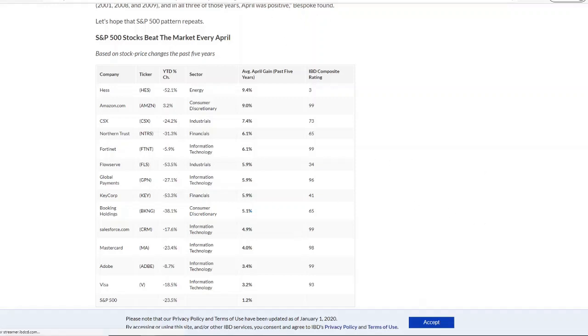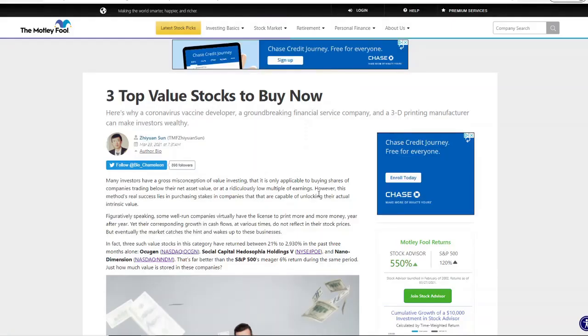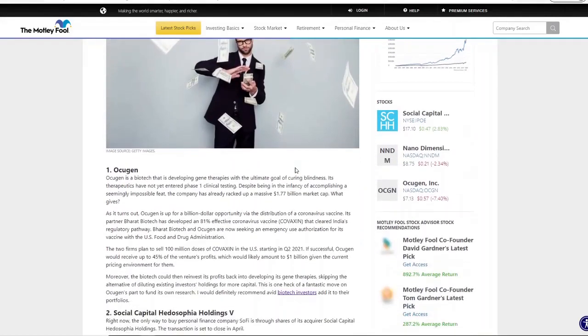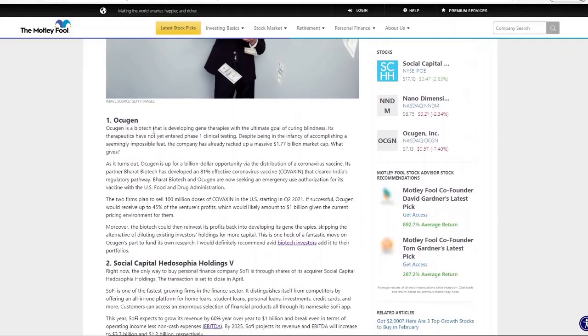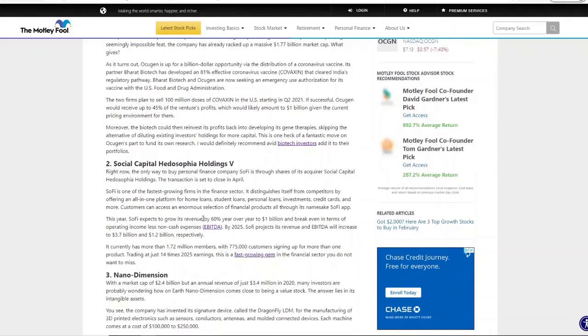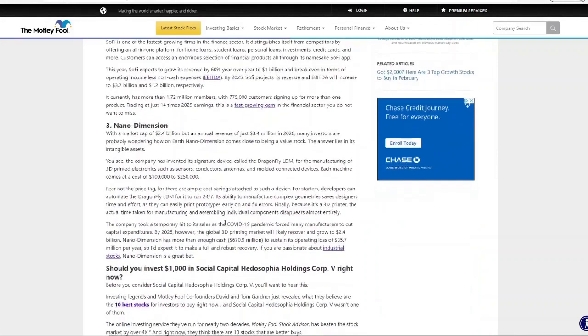So the top 3 stocks. I love this article here, and there's some reasoning behind it. Basically it's saying OCUGEN is one of them. We got here IPOE, and then we have NNDM stock, right? Nano Dimensions. Everybody that watches my videos at some point has seen me talk about Nano Dimensions, or has watched my videos, or even owns a position in Nano Dimensions, right?